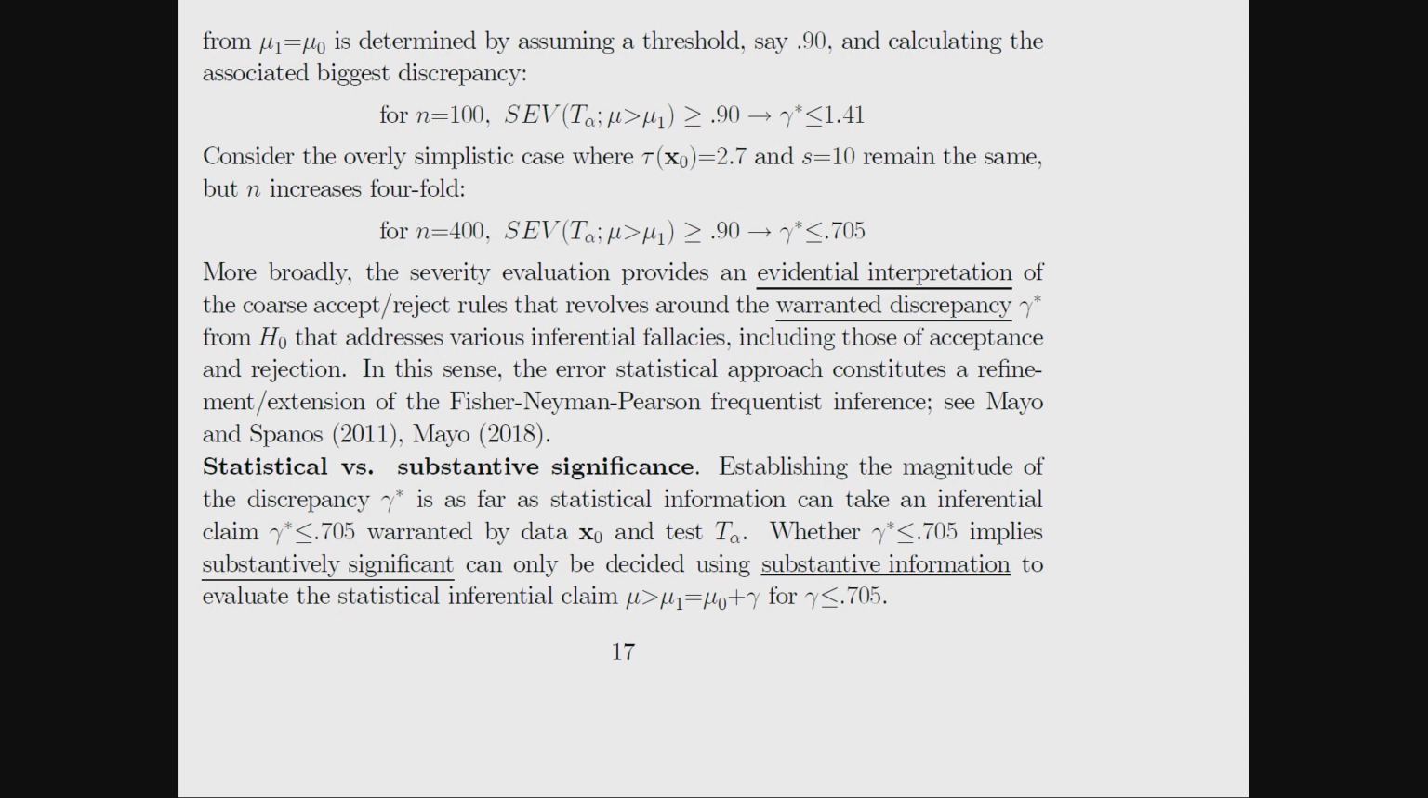And that, of course, gives us a way to distinguish between statistical and substantive significance. Statistics can take you all the way to the warranted discrepancy from the null is less than 0.7 something. Then you go to your substantive knowledge and say, is that discrepancy big enough for me to call it substantively significant? You cannot call that out of thin air. You need substantive information to do it.